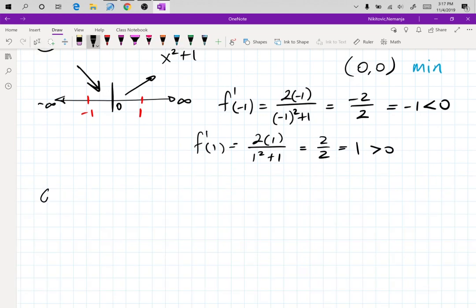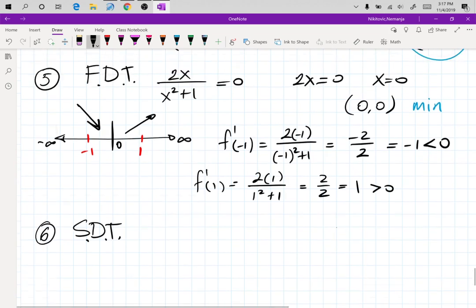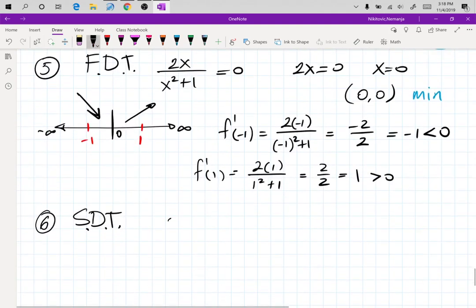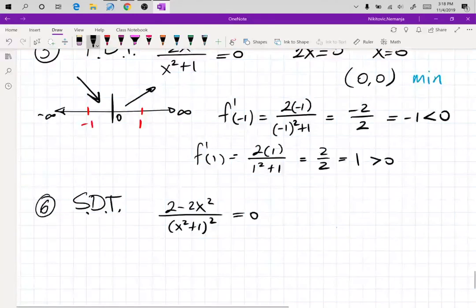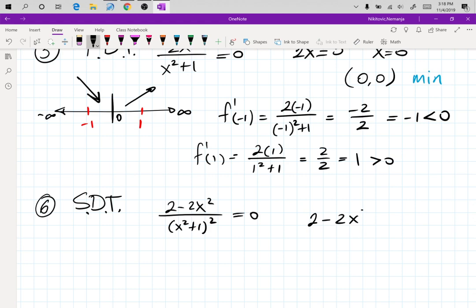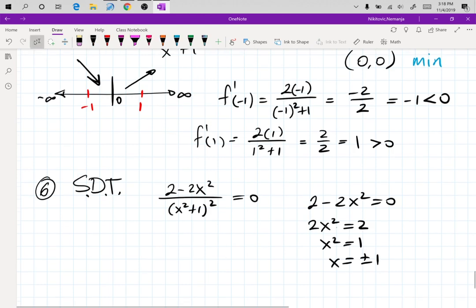Number 6 is the second derivative test, which will give us concavity. We take the second derivative and set it equal to 0, so that's 2 minus 2x squared divided by x squared plus 1, everything squared. When I set this equal to 0, we get 2 minus 2x squared equal to 0. You can move the 2 to the other side. You get x squared equals 1, x equals plus or minus 1.